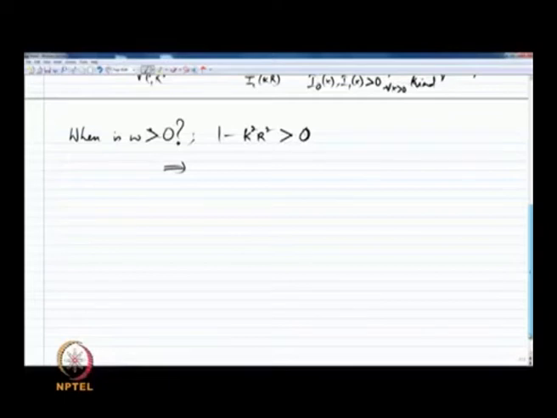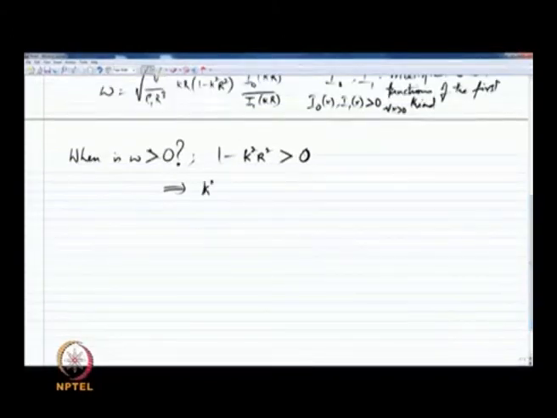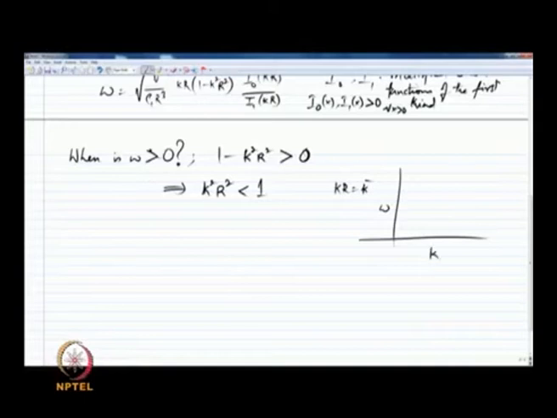So, I 0 of x and I 1 of x are greater than 0 for all x greater than 0. Again we use the same condition: omega is positive when 1 minus k squared r squared is positive. So, this implies k squared r squared, a non-dimensional wave number, is less than 1. If I was to plot omega versus k, the number 1 on this k bar has a meaning.